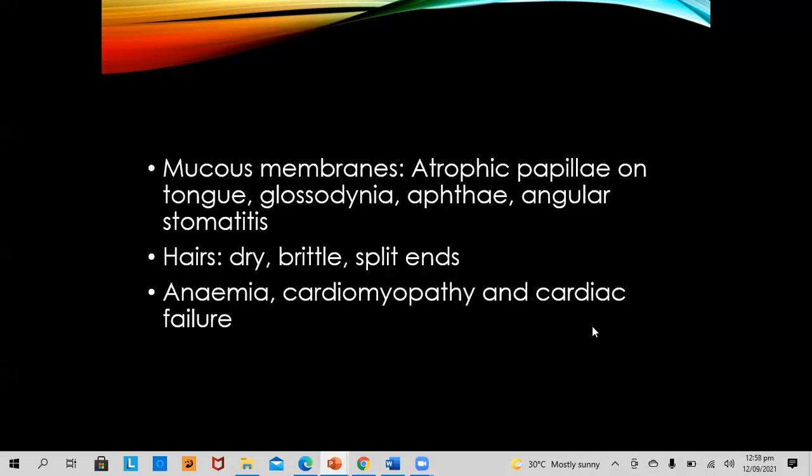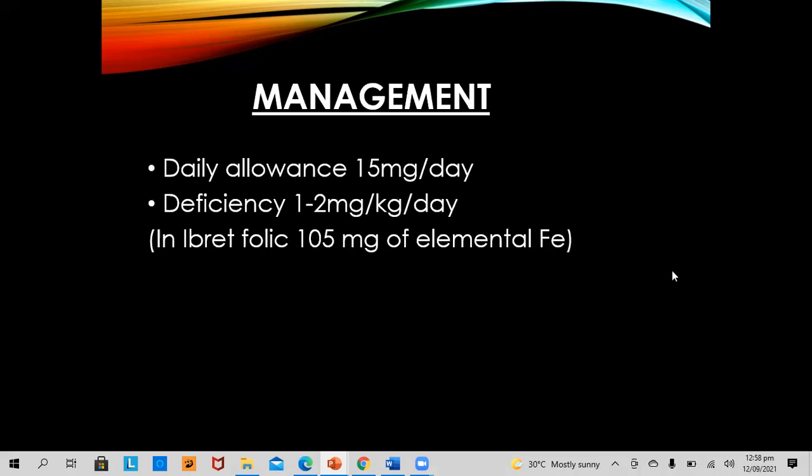Mucous membranes cause effect of iron deficiency are atrophic papillae on the tongue, glossodynia, that is pain in the tongue, recurrent apathy, and angular stomatitis. Hairs are usually dry, brittle, with split ends. So iron is also an important supplement for dry and brittle hairs. Then anemia, cardiomyopathy, and cardiac failure also occur because of iron deficiency.